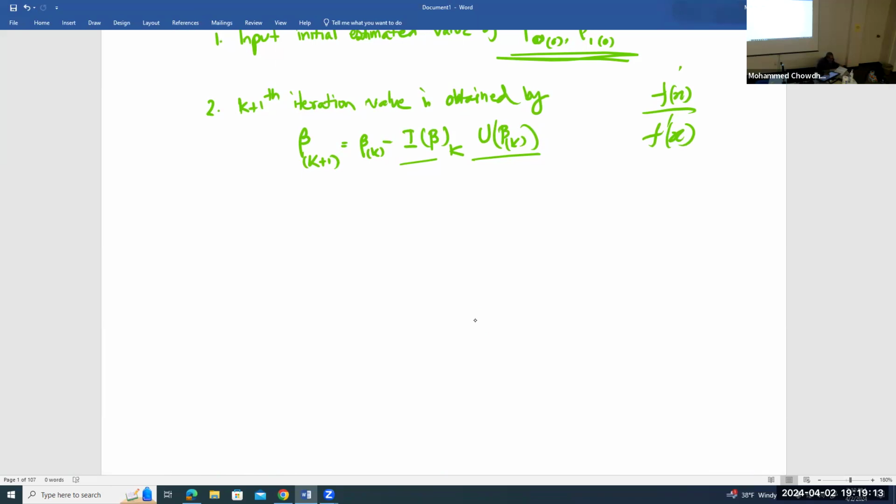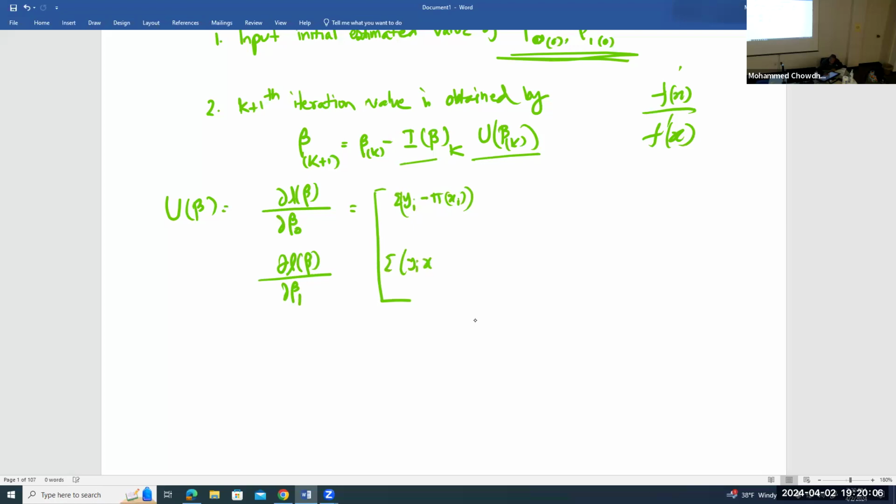Now I want to show you how to compute these two things. U of beta could be computed like del L beta divided by del beta 0. Another one is del L beta, which is the log likelihood, divided by del beta 1. In that way, you will get these equations, which I already mentioned, phi xi. The second one is yixi minus xi phi xi.